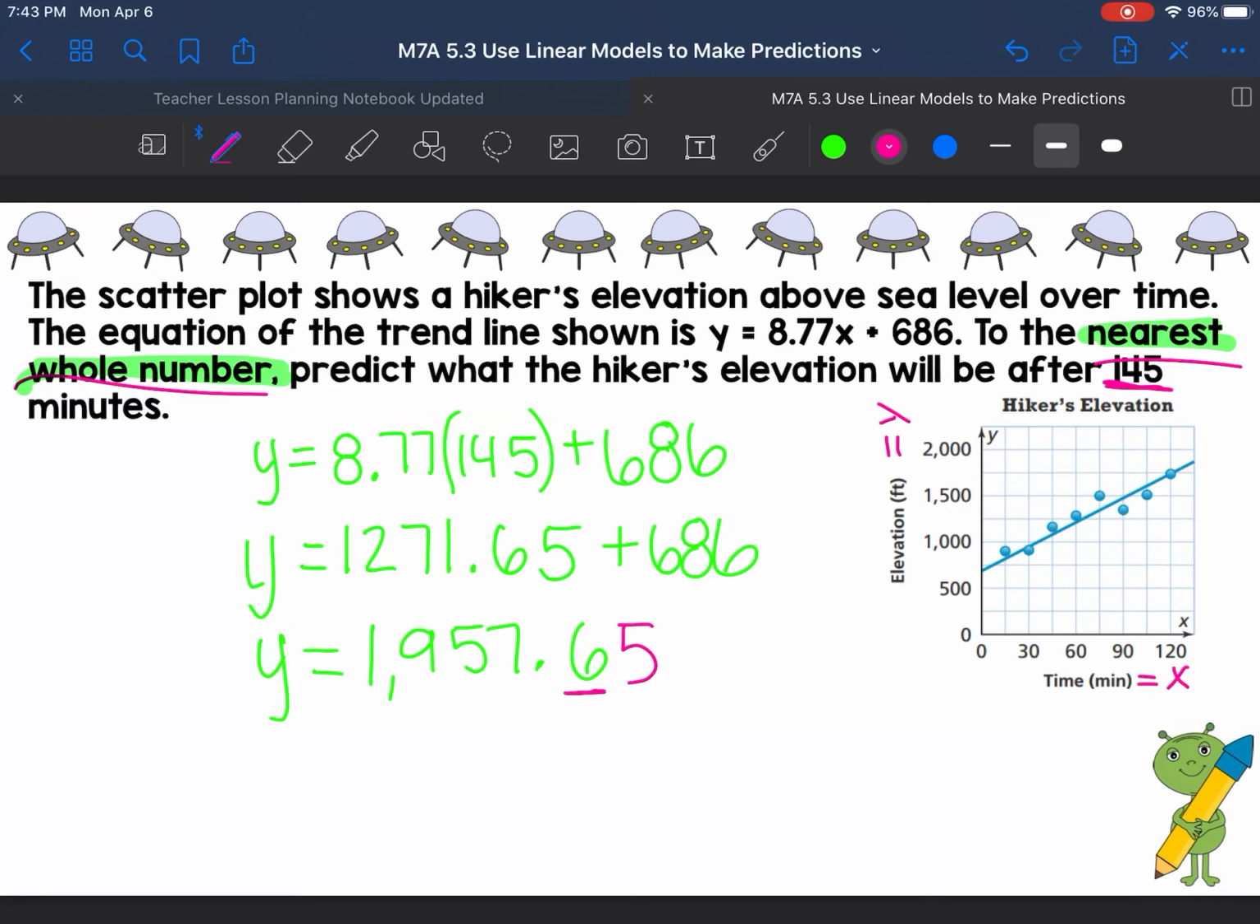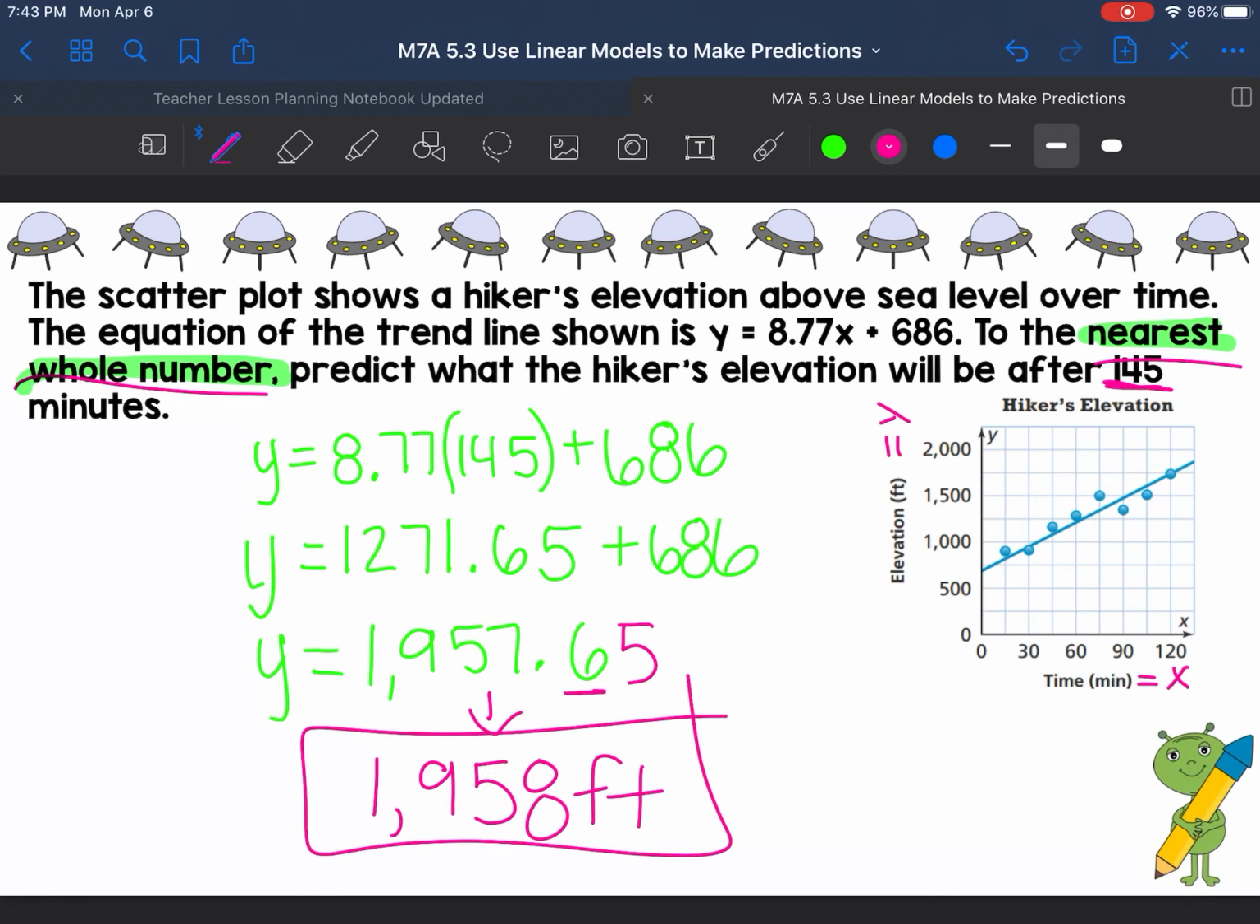So I'm going to look at my tenths place. If it is 5 or higher, I go up. If it's lower than 5, I stay put. So it's 6, it's higher than 5. So that means that the hiker's elevation after 145 minutes would be 1,958 feet. And that's all you have to do.